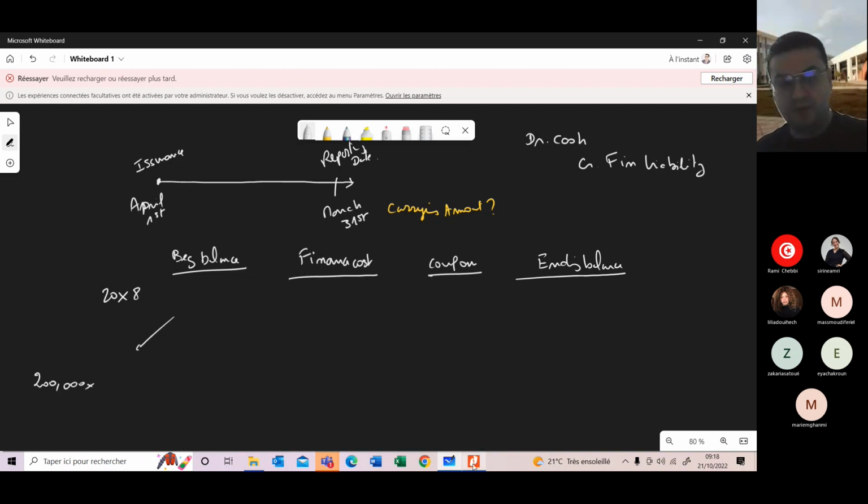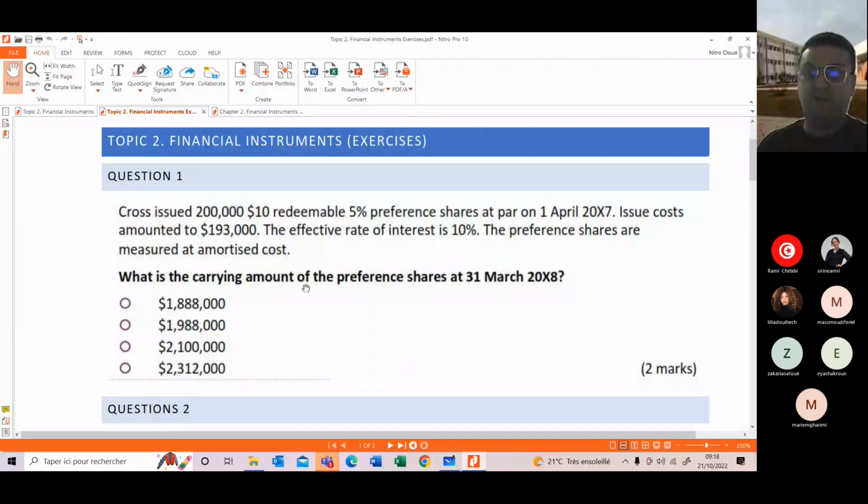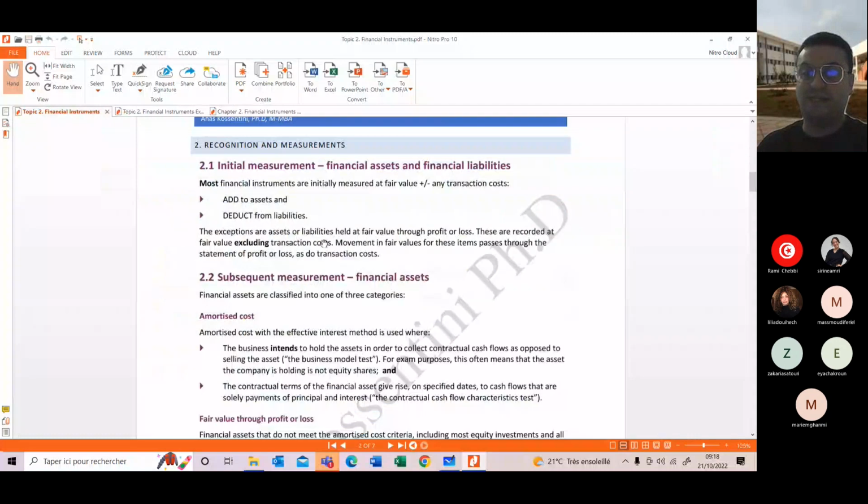This is the number of debentures times $10, minus 193,000. Because the standard is clear on that. It's stating this particularly for the financial assets. You add the cost to the financial asset. In case we do have cost incurred by, let's say, the issuer, you're going to deduct this from the liability. Guys, is it clear why I'm asking the question?